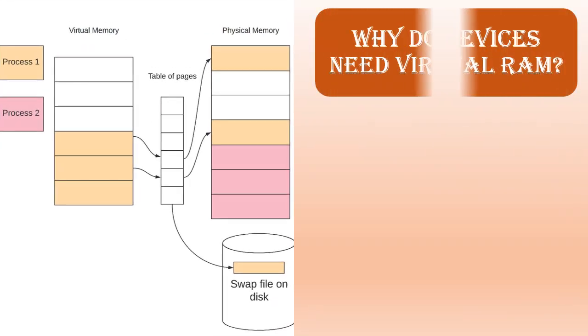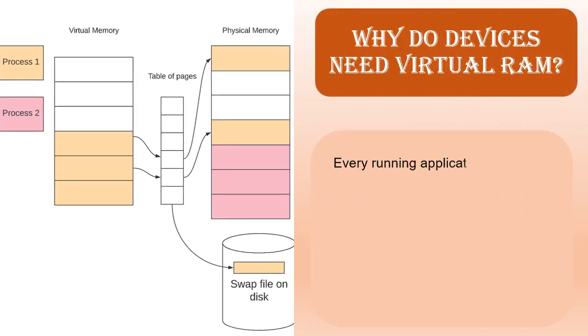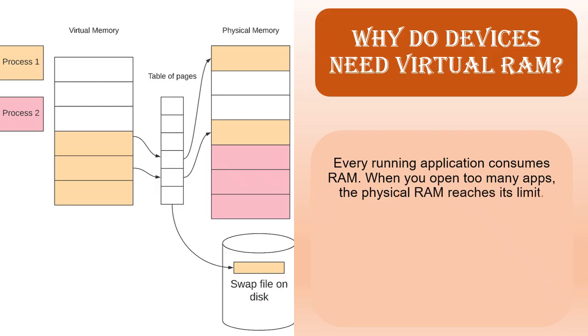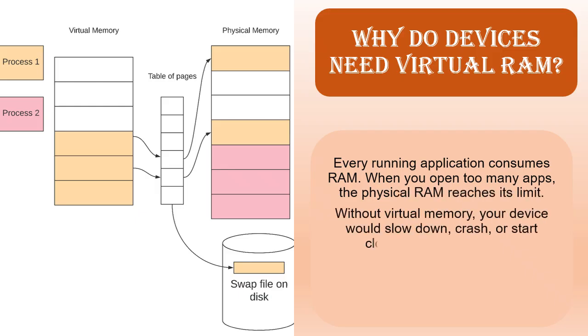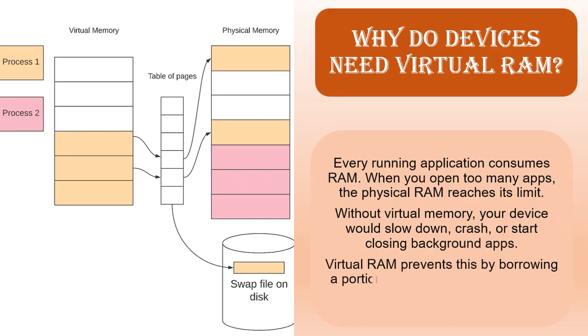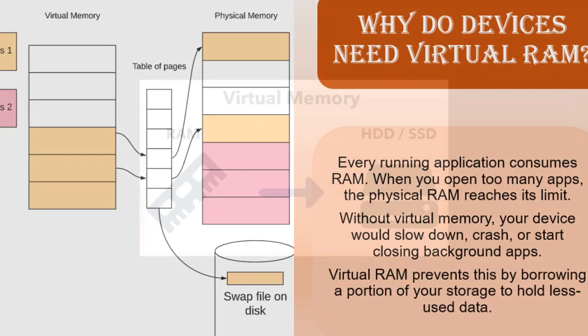Why do devices need virtual RAM? Every running application consumes RAM. When you open too many apps, the physical RAM reaches its limit. Without virtual memory, your device would slow down, crash, or start closing background apps. Virtual RAM prevents this by borrowing a portion of your storage to hold less used data.